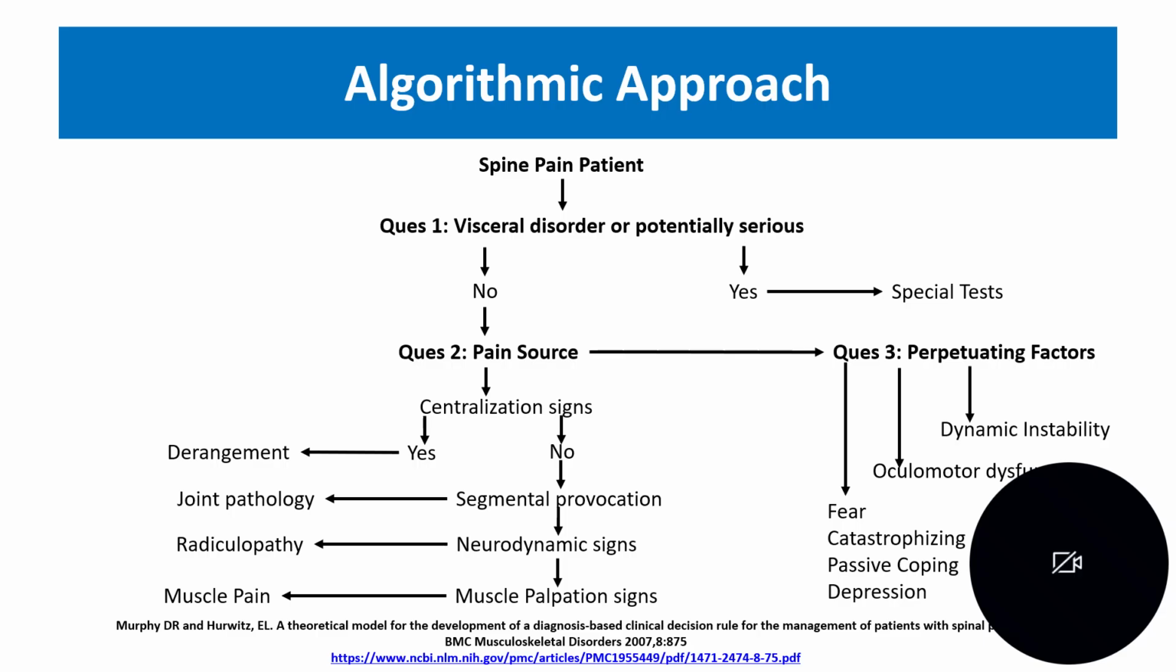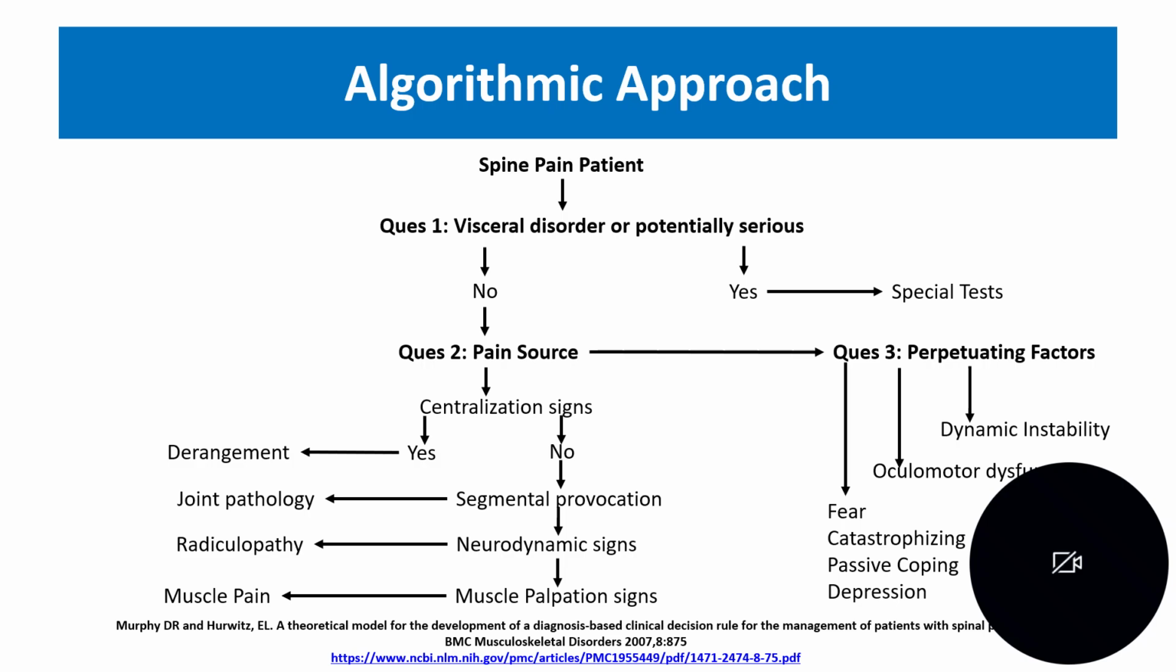If there are no centralization signs, you provoke the joint by doing a Kemp's test, laterally bend and extend into the area that is painful. If the patient goes, ow, that hurts, you have provoked the segment, you have isolated the pain as possibly coming from the facet joint, whether it be facet joint pathology or a subluxation.